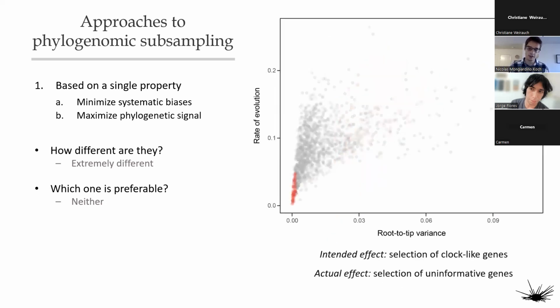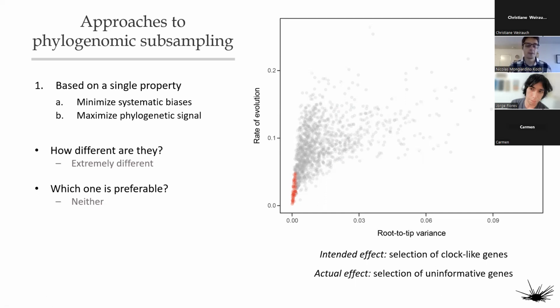To show you another example of this, it's become very common among people that are trying to estimate divergence times to use genes that have the most clock-like evolution. And a common way of selecting for clock-like genes is minimizing the root-to-tip variance of the gene tree.